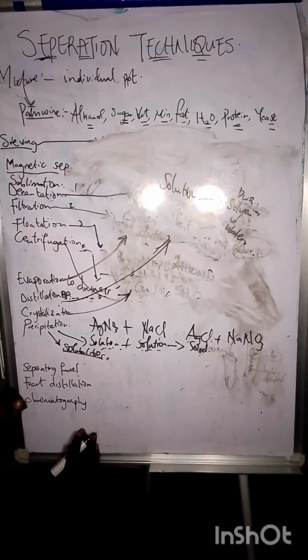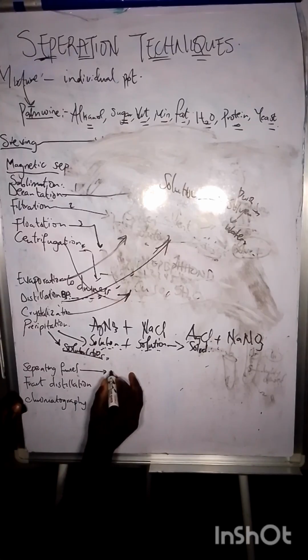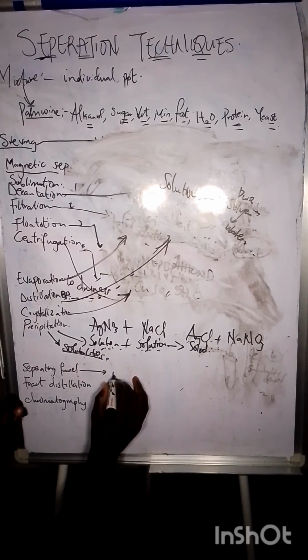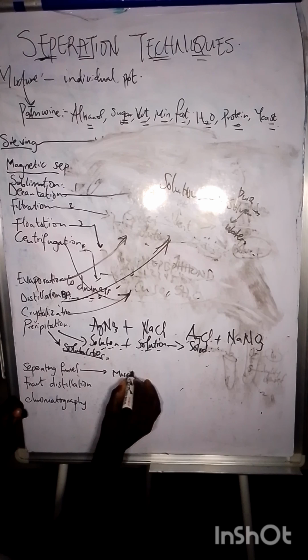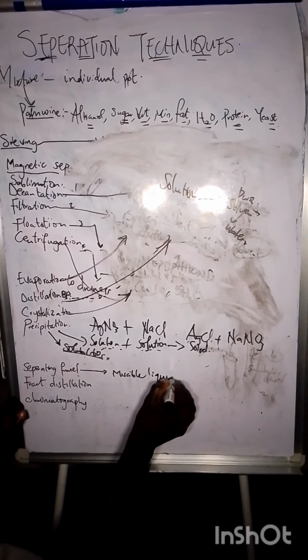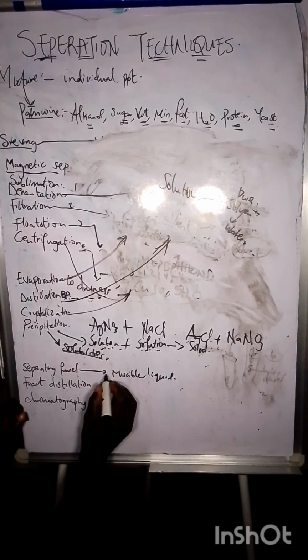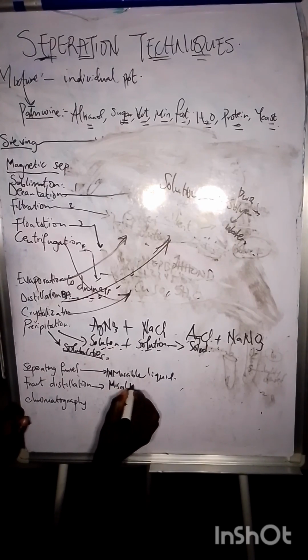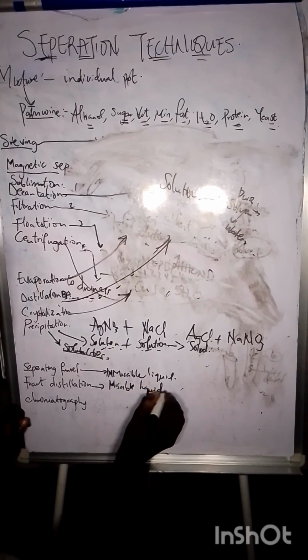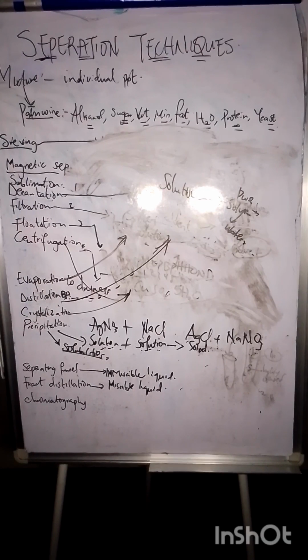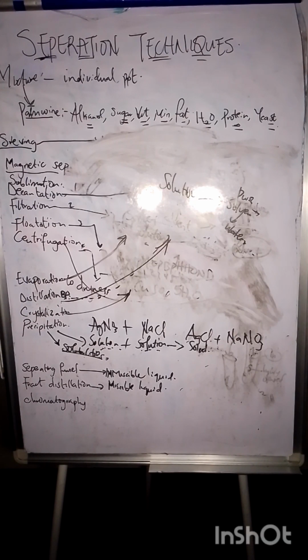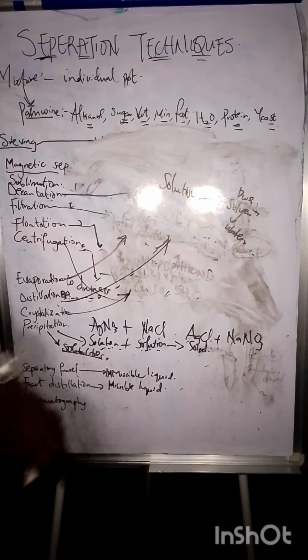Then separating funnel, right? The separating funnel is a method you use to separate two immiscible liquids, two liquids that do not mix. Sorry guys, miscible liquid, then immiscible liquid. The one that separates the liquids that do not mix, please take notes, would be the separating funnel.